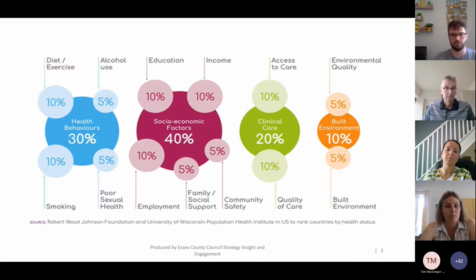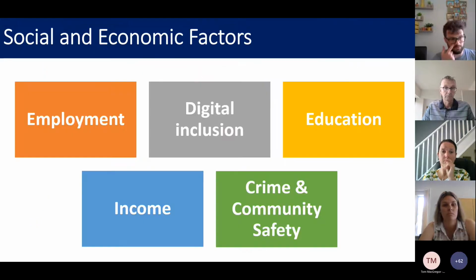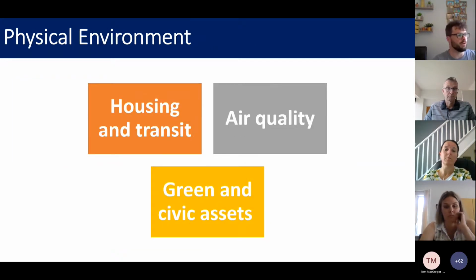So this time around, rather than a single standalone report, the JSNA comprises a set of interactive reports in dashboard form, as well as some more detailed slide packs that have got a bit of analysis around those topics. So just a quick look at those breakdown topics. We've got social and economic factors. So we've got it broken down by employment, digital inclusion, education, income, and crime and community safety. We've got the physical environment, which includes housing and transit, air quality, green infrastructure, and civic assets.